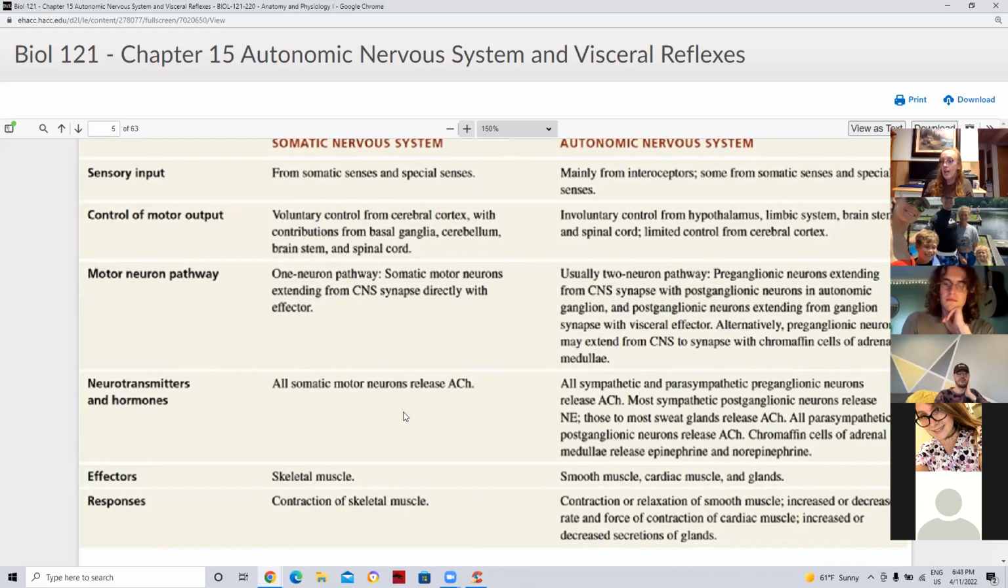Those to sweat glands, postganglionic neurons that are going out to sweat glands are going to release acetylcholine. All parasympathetic postganglionic neurons are going to release acetylcholine.